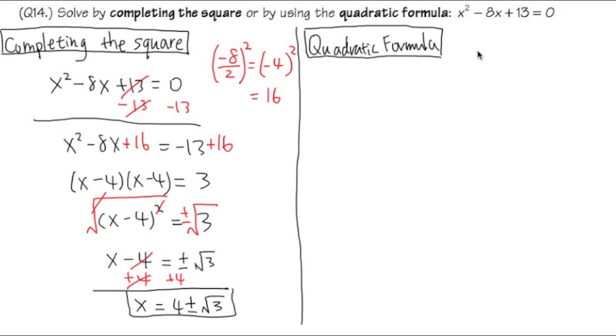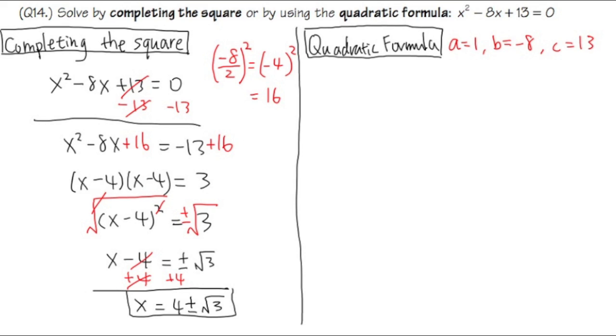b, and c. So the value of a is the number in front of the x squared, and here we have 1. And the value of b is equal to negative 8. It's the number in front of the x, and we have negative 8. And c is equal to positive 13.